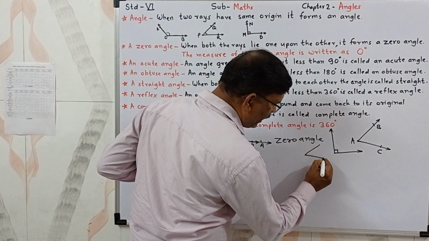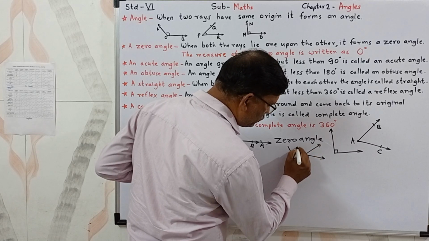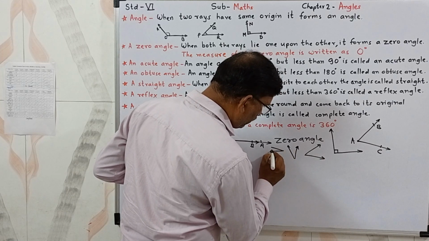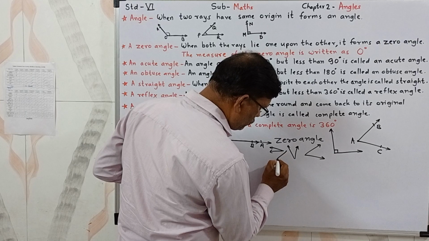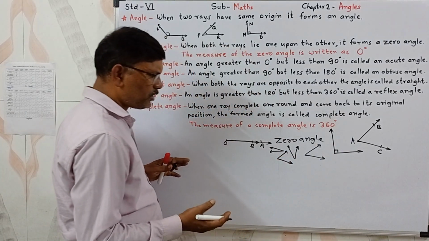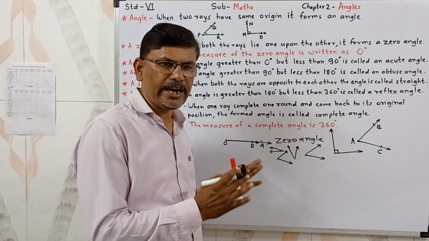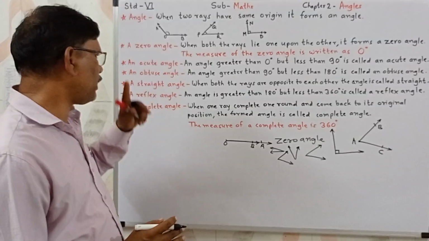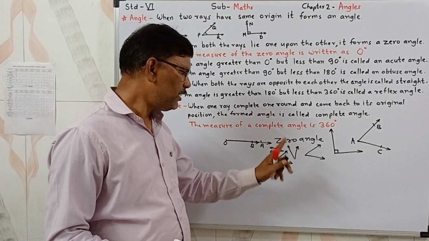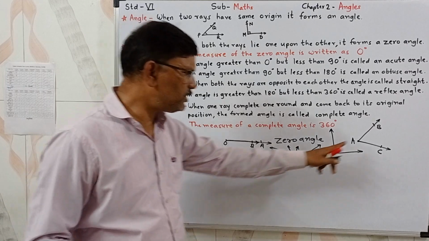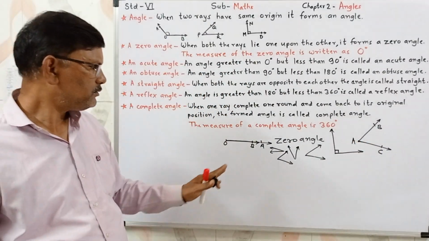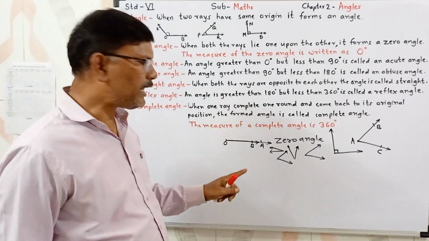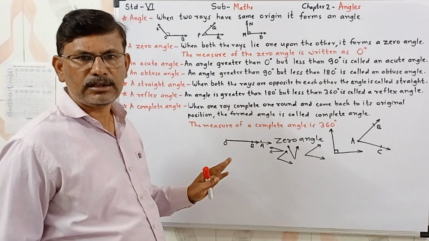Means this is an acute angle, this is an acute angle, this is an acute angle, this type, which is greater than 0 degrees and less than 90 degrees. It is called an acute angle. Understood? This also is an acute angle because it is greater than 0 degrees and less than 90 degrees.